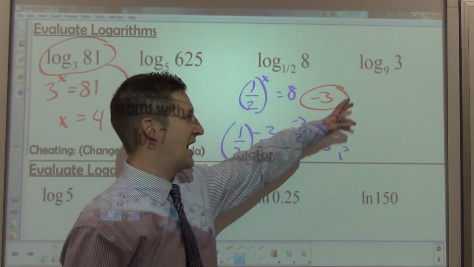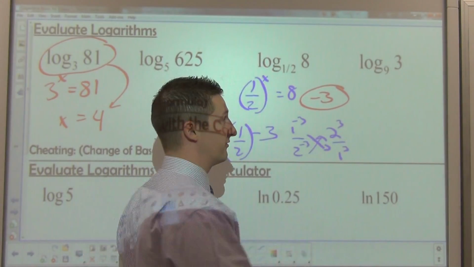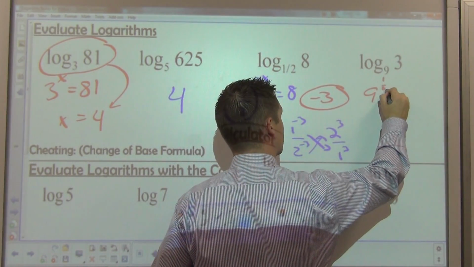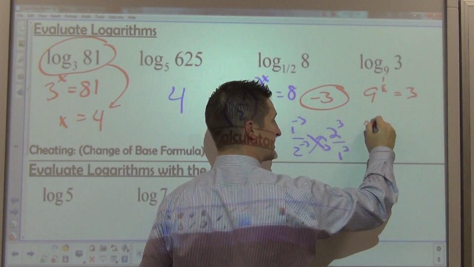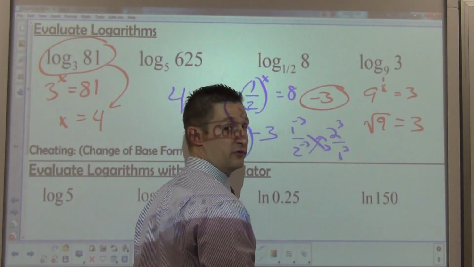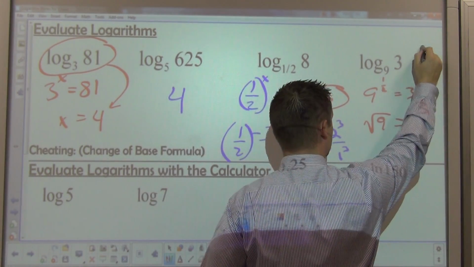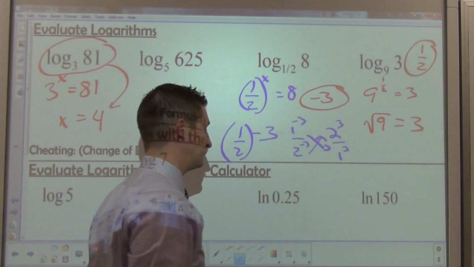And then log base 9 of 3, that one's going to end up being 1/2, because 9 to the 1/2 is equal to 3. 9 to the 1/2 is like taking the square root of 9. So hopefully that makes sense when you type it into your calculator. This one is equal to 1/2.